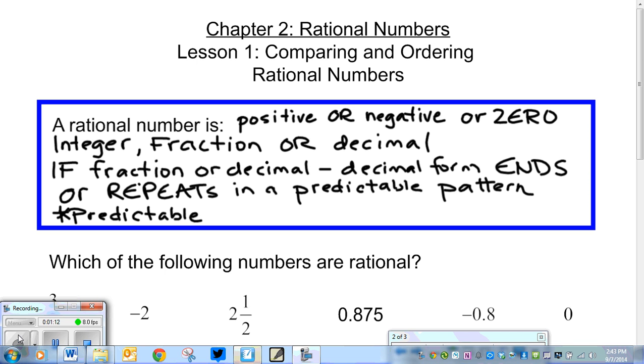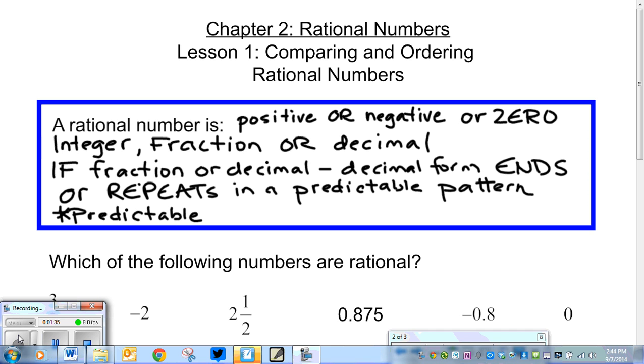All right, so rational numbers can be positive values or negative values, or they can be zero. So zero would be considered a rational number. Rational numbers can be integers, they can be fractions, or they can be decimals. Now, if we're looking at a value that is a fraction, to know if it's rational, we need to put it into its decimal form.